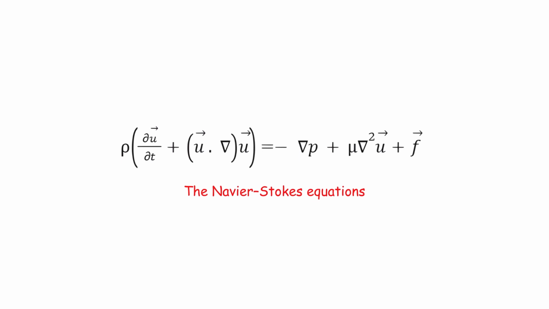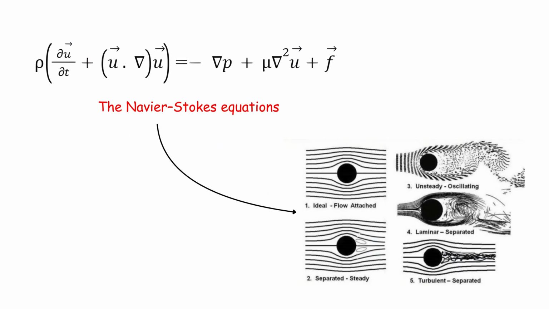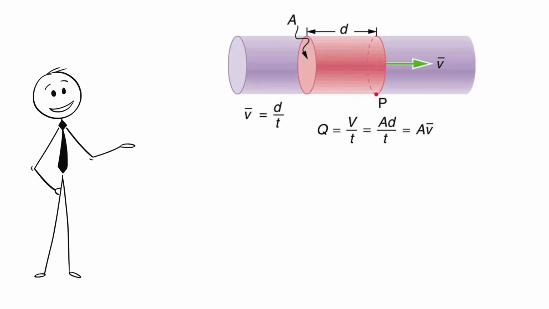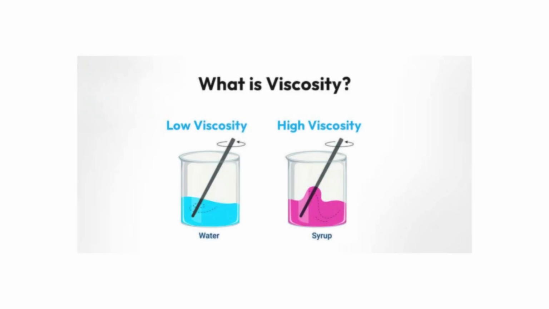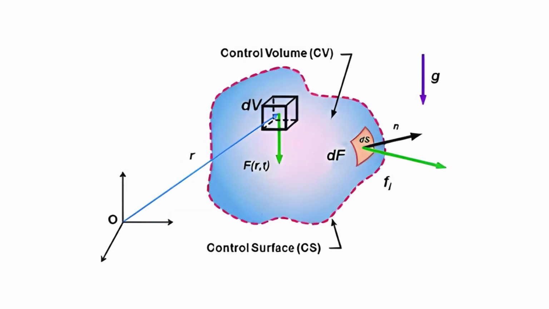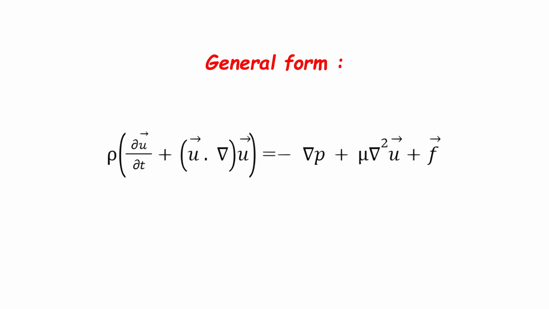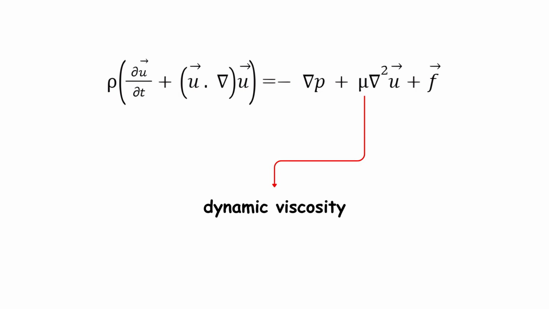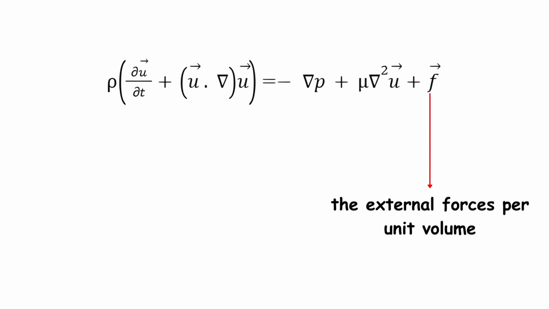The Navier-Stokes problem. The Navier-Stokes equations are fundamental in the study of fluid motion. They describe the evolution of a fluid's velocity field as a function of time and space, taking into account factors such as viscosity, pressure, and external forces. In their general form, they are expressed as follows, where u vector is the velocity field, p is the pressure, rho the density, mu the dynamic viscosity, t the time, and f vector the external forces per unit volume.